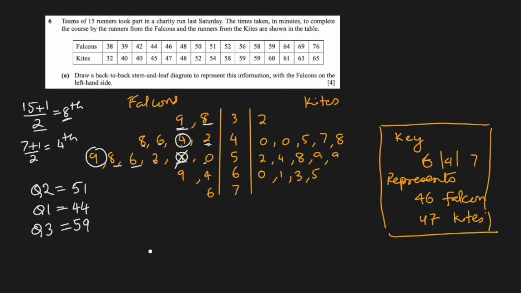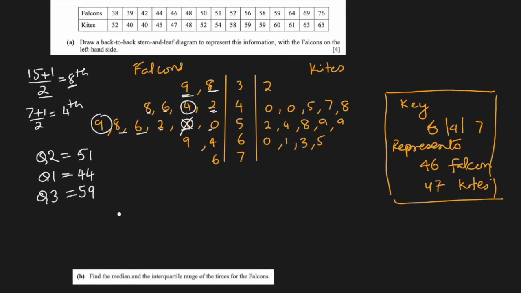So they said find the median. We have found it. The median is Q2, which is 51. The interquartile range is Q3 minus Q1, which is 15. 15 minutes, right? Minutes. That is the IQR.